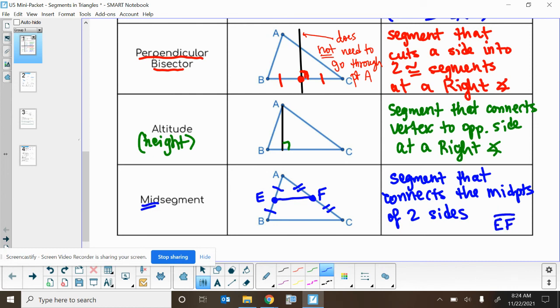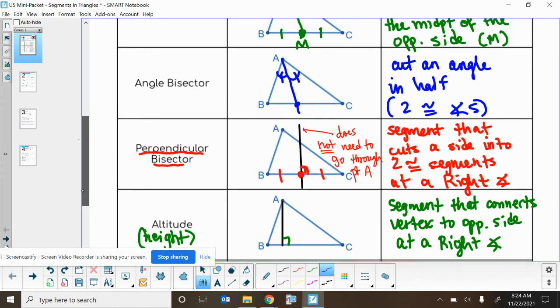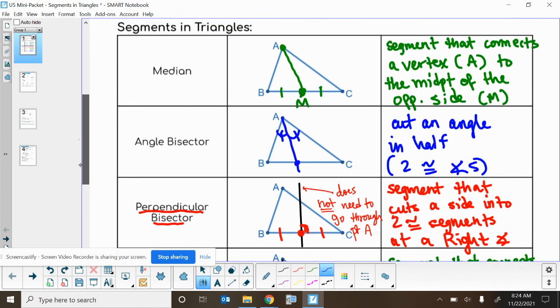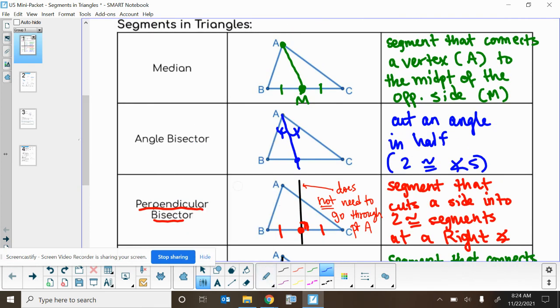It connects one midpoint to another midpoint. I could have drawn to the midpoint here and gotten a segment going this way, or I could have drawn from F to the midpoint of BC and gotten a segment going that way. So there's multiple ways you could have drawn a mid segment here. So let's go back up and just highlight the specifics of each of these. Let me get my highlighter.